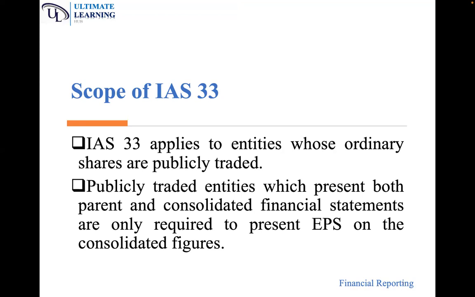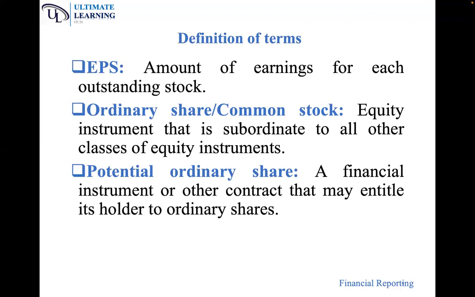Publicly traded entities which present both parent and consolidated financial statements are only required to present EPS on consolidated figures. So if we have a group of companies, it's only a requirement of IAS 33 that we calculate earnings per share for the group or the consolidated financial statements. We don't need to calculate earnings per share for the individual companies. We only calculate the earnings per share of the group.